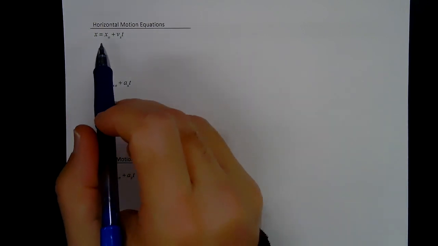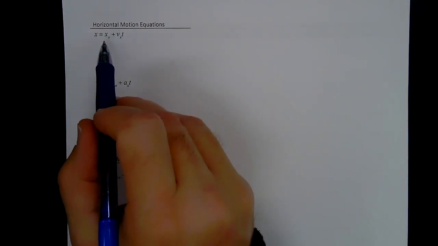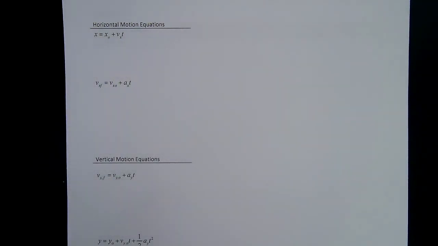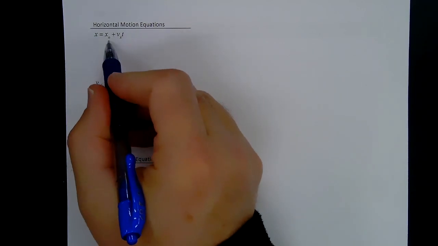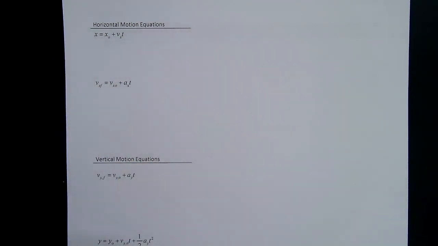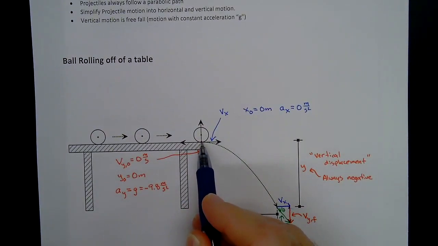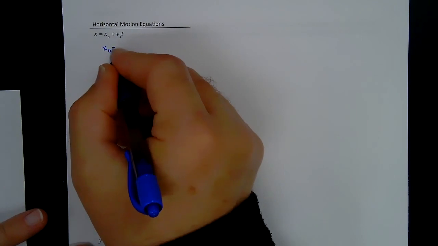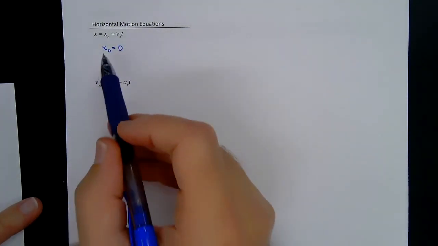So I'm going to try to do all of my horizontal in blue and all the vertical motion in red so you can tell the difference. All right. So we start the motion where the motion begins. That means x sub o. We know from the previous one that x sub o is 0 meters, so we're starting at the initial position of 0 meters. So x sub o is equal to 0.